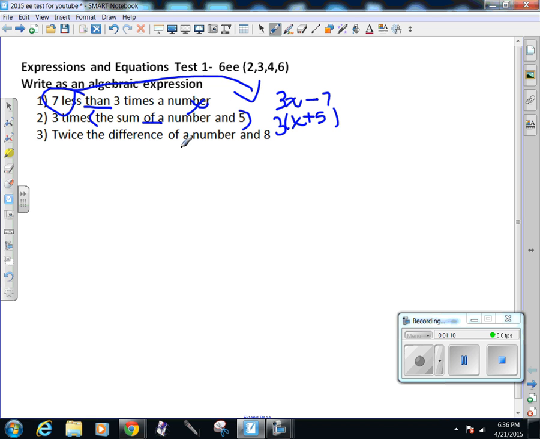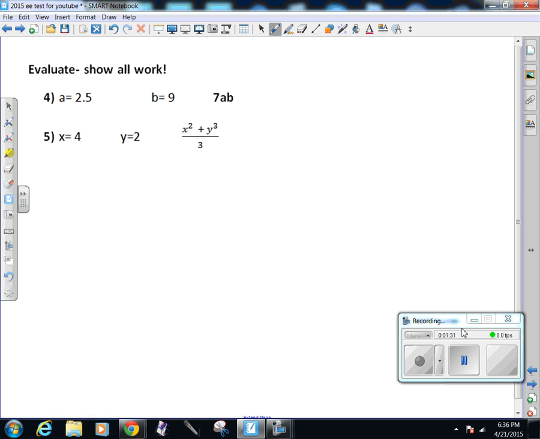Okay, is there an "is"? No. Is there a "than"? No. Are there parentheses? Yes. The difference of a number, which I'm going to call x. So I'm going to write this one out. x minus 8, because difference means to subtract, parentheses, and twice, that means times 2. Okay. Next 3 questions. You're going to evaluate and show all your work.